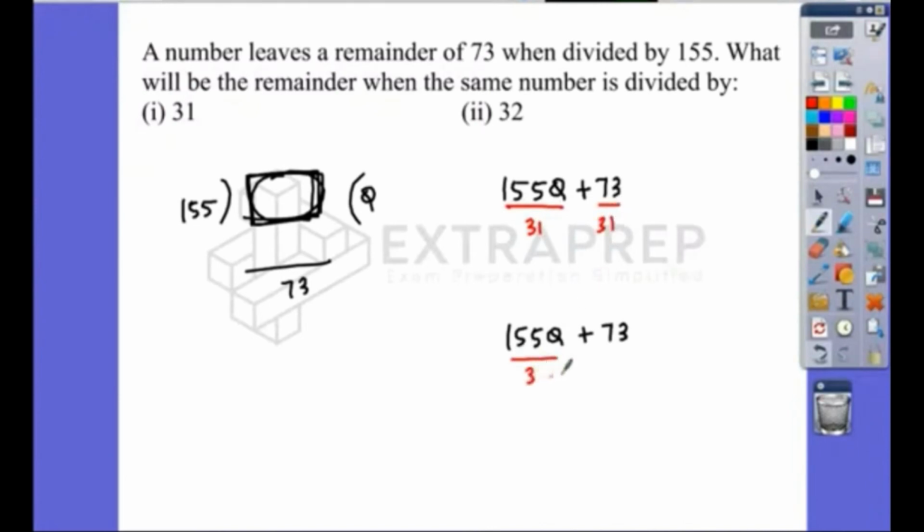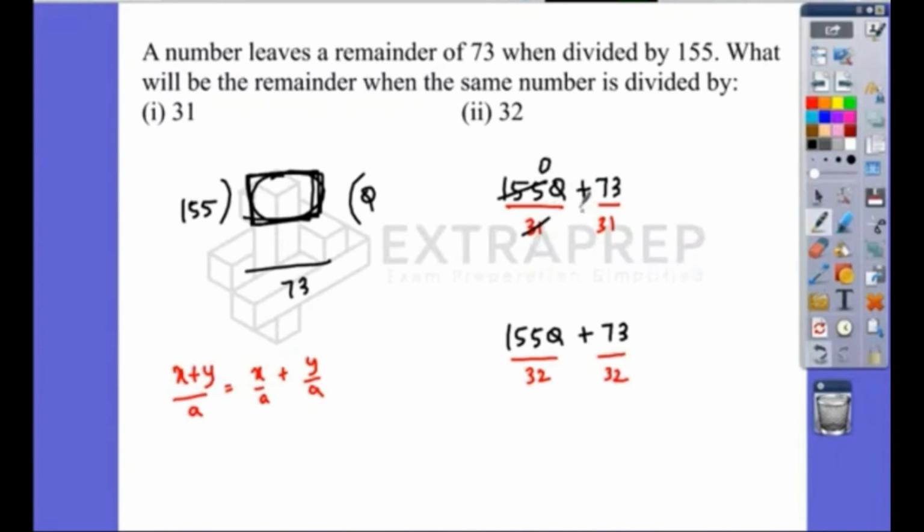and it should be divided by 32. Now why am I writing separately? Because (x plus y) by a is equal to x by a plus y by a, right? So even if you combine and divide or you separate and divide, it doesn't change. Now tell me, how many times does 31 go into 155? It goes 5 times. It's exactly divisible. So irrespective of the value of Q, the remainder here is 0.